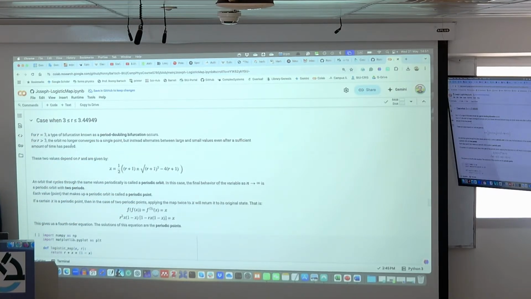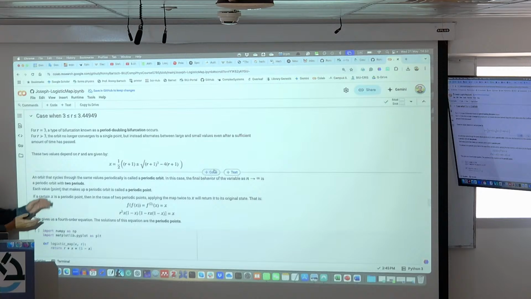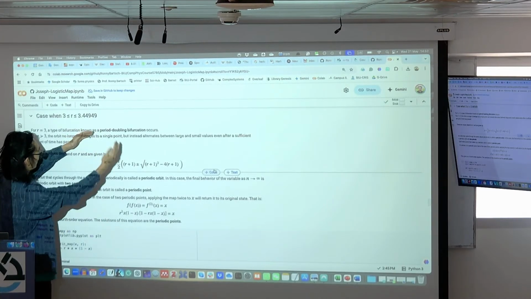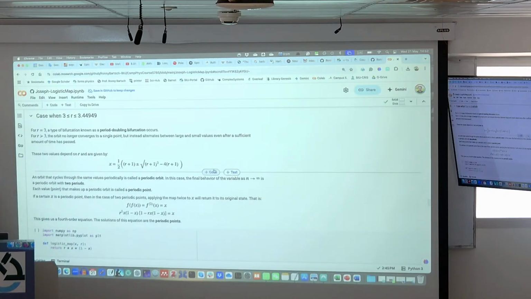And for r bigger than 3, the orbit no longer converges to a single point, but instead alternates between large and small values even after a significant amount of time has passed. That is how you see it change from big to small, then small to big, over and over again. These two values depend on r and are given by this function.